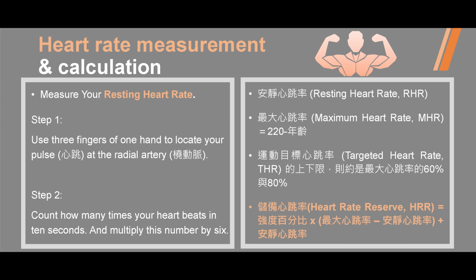to 220 minus your age，220减掉你的年龄就是你的最大心跳率。那运动目标心跳率呢？Targeted heart rate (THR) 的上下限则是这个数值的60%到80%。It is 60% to 80% of MHR.